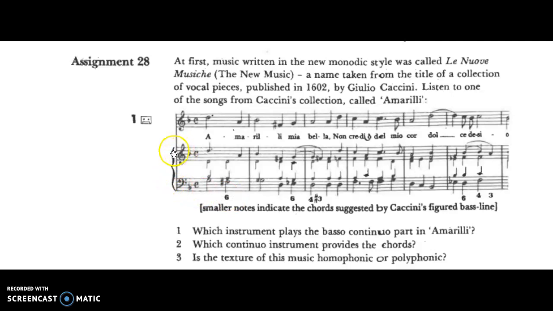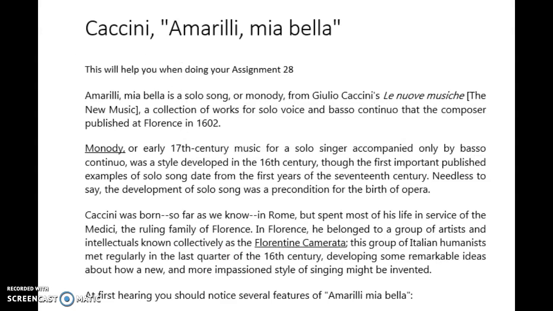So nowadays, if I look at music, it's written out, the accompaniment is written out. In that time, he gave the solo line for the singer and the basso continuo line for the basso continuo. Now, on your form, you have to fill in the instrument playing the basso continuo part in the recording that I have there, and the continuo instrument providing the chords, and whether the texture of the music is homophonic or polyphonic.